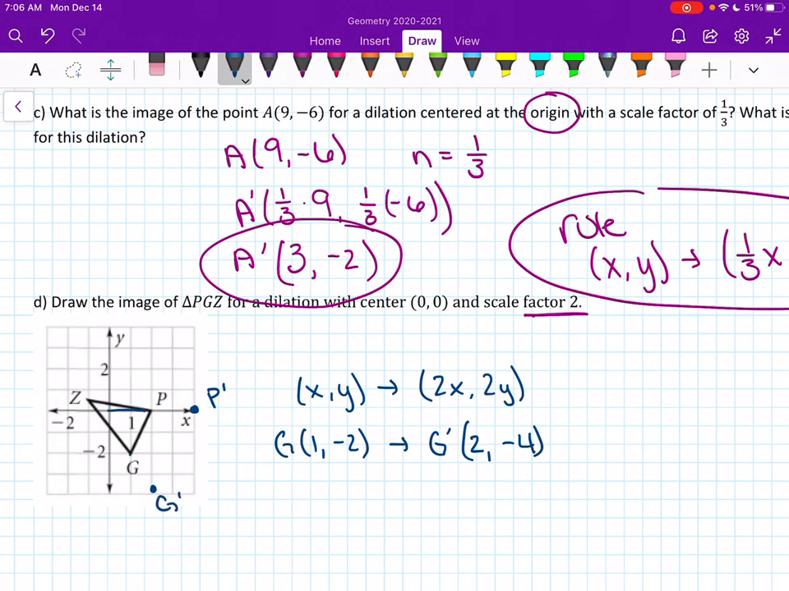So here's G prime. And then my next point is Z, and Z is currently at -1, 1/2. And if I double both of those, then Z prime is going to be at -2, 1. So here's Z prime. Connect my points. So that looks like my triangle got twice as large, and it exploded from the origin. Okay? And those are all of your examples today, so go ahead and work on your homework.